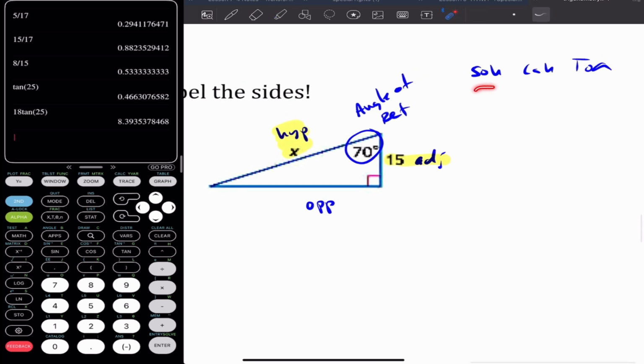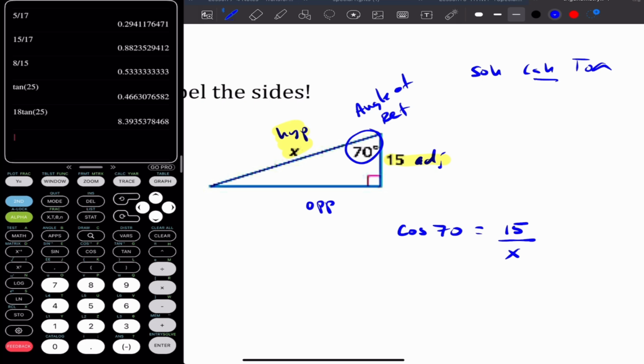So which one do I use? Which one has the adjacent and hypotenuse ratio? CAH, which means cosine of 70 is equal to adjacent over hypotenuse, not hypotenuse over adjacent. You need to make sure that you are following the order. Adjacent first, then hypotenuse. So 15 over x. Okay, so how do I get x by itself?